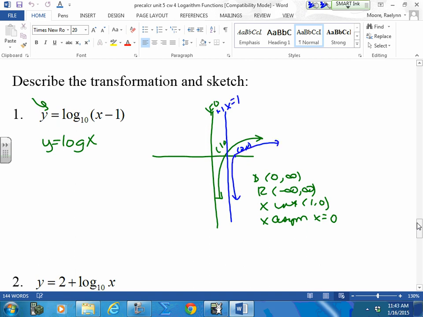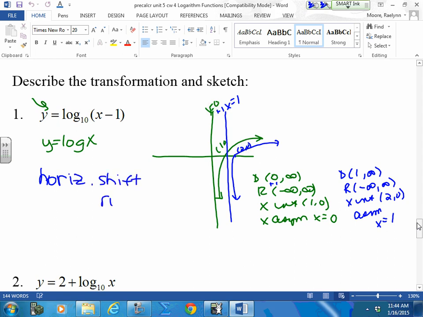And what else is going to change? What else have I changed? The domain. The domain now, I'm going to add 1 to. So my new domain is 1 to infinity. My range is still all real numbers. My x-intercept, this one I can see because we moved it physically. And my asymptote is now x equals 1. And we say horizontal shift right 1 unit. That one doesn't change either.